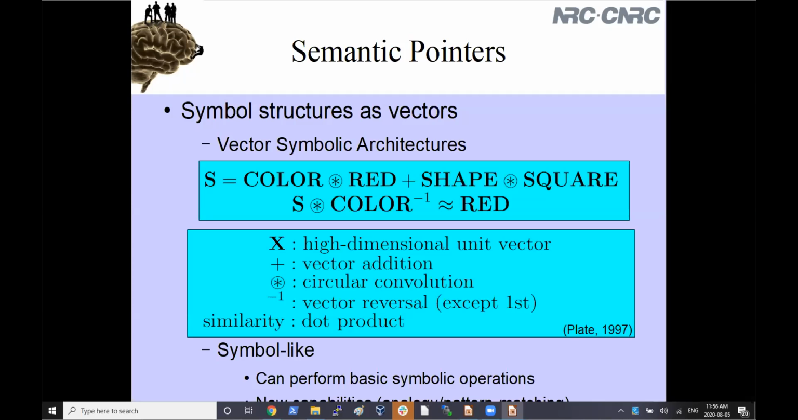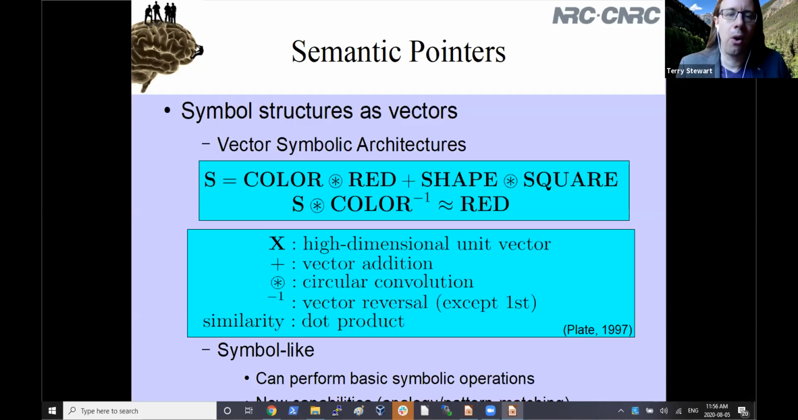Terry, it may also help to point out that circular convolution also preserves shift invariance. Yes, although it's unclear how much of that we're actually using. The part that we really use is that it preserves similarity in the input space. So if I do color convolved with red and color convolved with pink, if red and pink are originally similar vectors, then the resulting vector will also be similar. So it preserves similarity.